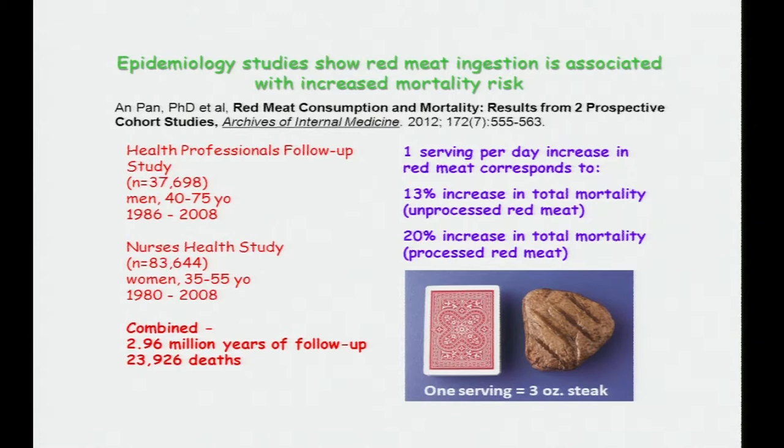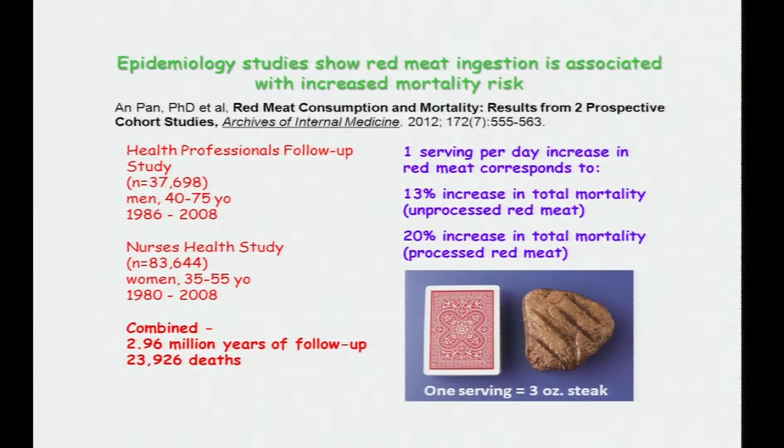Now, the reason why we focused on carnitine is because there's substantial epidemiologic data that argues that red meat is associated with increased cardiovascular risks. In particular, for example, this recent study that came out by the Harvard Nutrition Group looking at both the Health Professionals Follow-up Study and the Nurses' Health Study, combined they have almost 3 million follow-up years of information with almost 24,000 deaths, followed with an average follow-up period of over 20 years.